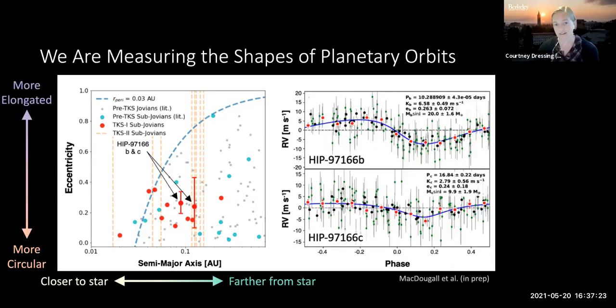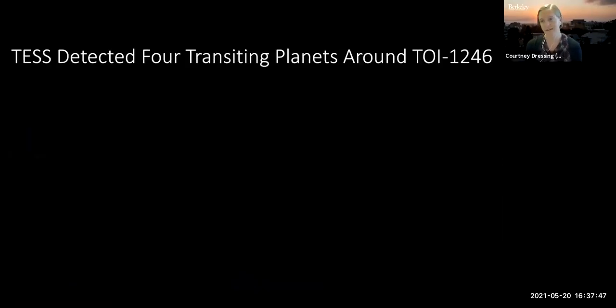On the right here, you see one of the examples from TKS already. This paper is going to be submitted probably in the next month. And in this paper, we've measured the eccentricity of this planet here, HIP 97166b. And then we also detected another planet in the system. One of the systems that I'm most excited about is the system 1246. This system is being led by my graduate student, Emma Tertelbaum.